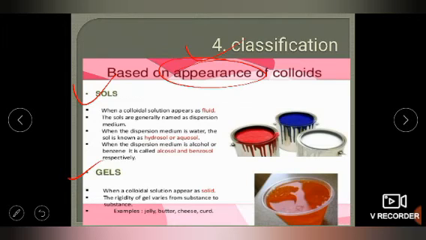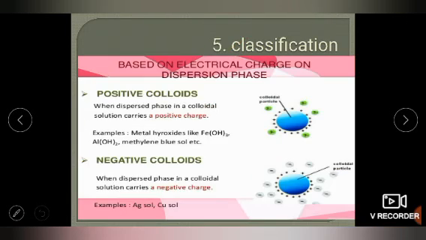So gels are second. When a colloidal solution appears as a solid, see, when a colloidal solution appears like a fluid, like a paint, then it is called hydrosol, or it is called sol. Okay, when it is formed like a jelly solid, then it is called gel. That's why the word comes from jelly. The rigidity of gel varies from substance to substance. For example, jelly, butter, cheese, curd, these are examples of colloids which are gels.